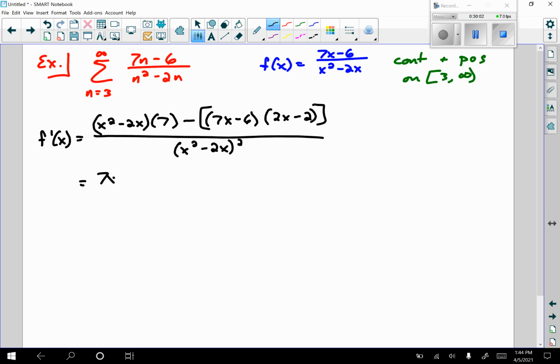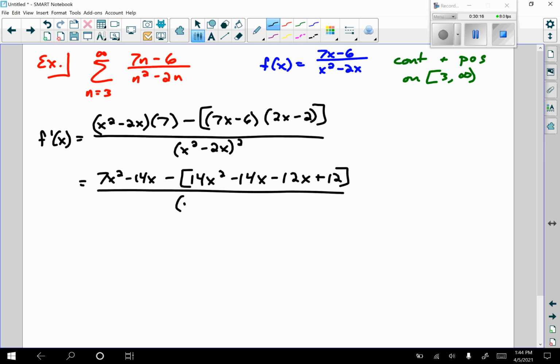Let's distribute. We're going to get a 7x squared minus 14x. And as I multiply these two together, we're going to get a 14x squared, minus 14x, minus 12x plus 12, all over our denominator. Combining like terms, 7x squared minus 14x squared is a negative 7x squared. This minus 14x will turn into a plus 14x, so those are gone. So next I'm left with a positive 12x minus 12 all over our denominator.